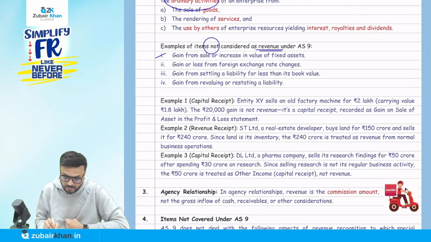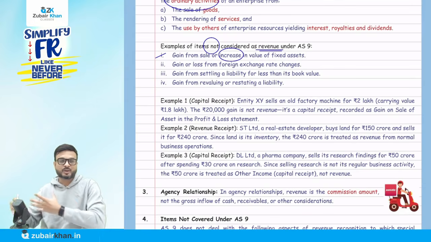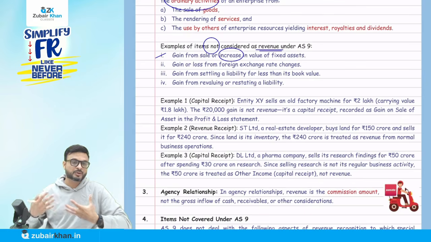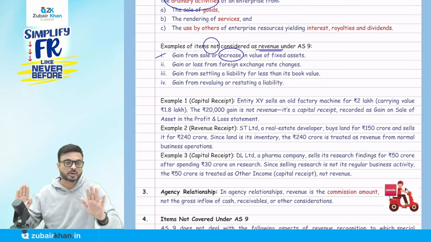So, gain from sale or increase in the value of fixed asset. Increase means we increase the value of the fixed asset. We will cover it in Accounting Standard 10 only. We call it revaluation. So we pass an entry: fixed asset account debit to revaluation reserve account. That is also not a revenue that will come to the P&L account.